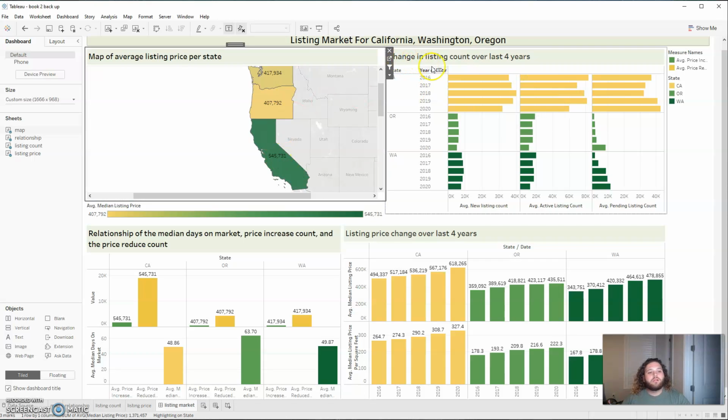So, looking over here, we have a change in listing count over the last 4 years. Just below that, there's a relationship graph showing us the median days on the market, the price increase count, and the price reduce count. Following that is a listing price change over the last 4 years.